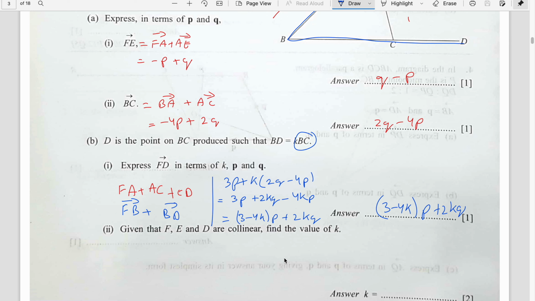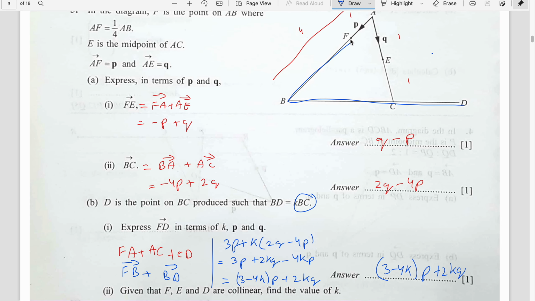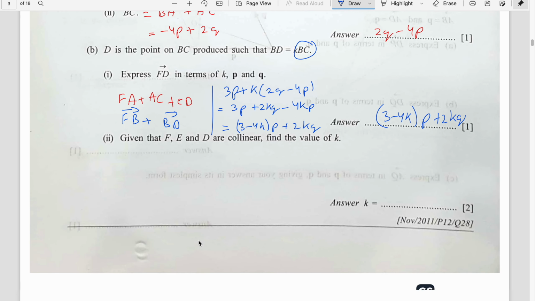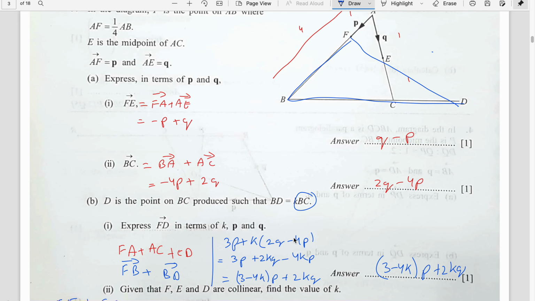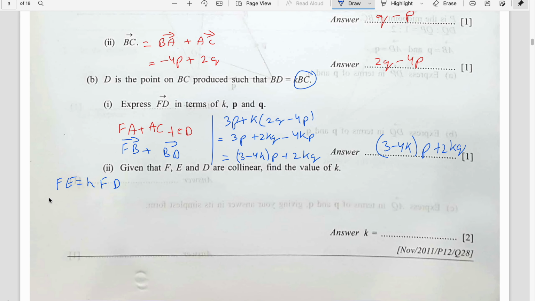Given that F, E and D are collinear, again it is the same case. If they lie on the same line, they are multiples of each other. We already have FE, we already have FD. So let's relate them. FE is equal to H times FD. Just copy the values. FE was Q minus P, is equal to H times FD, that is 3 minus 4K times P plus 2 into KQ.